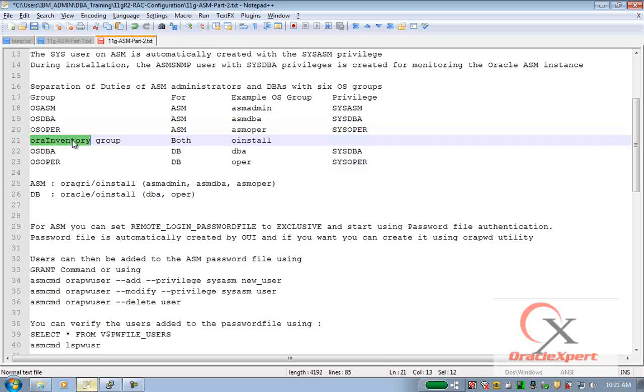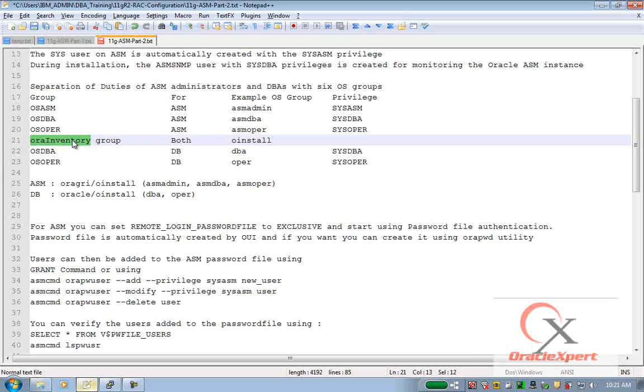Oracle inventory is the ownership of your central inventory, who can go and modify the values from the central inventory. Normally this is required during OUI, when Oracle Universal Installer is invoked for grid infrastructure installation or for that matter RDBMS installation. So there must be a write privilege and also a read privilege to read existing Oracle homes from the central inventory. And once my software is installed, I must be able to update that central inventory file with the existence of my new Oracle home.